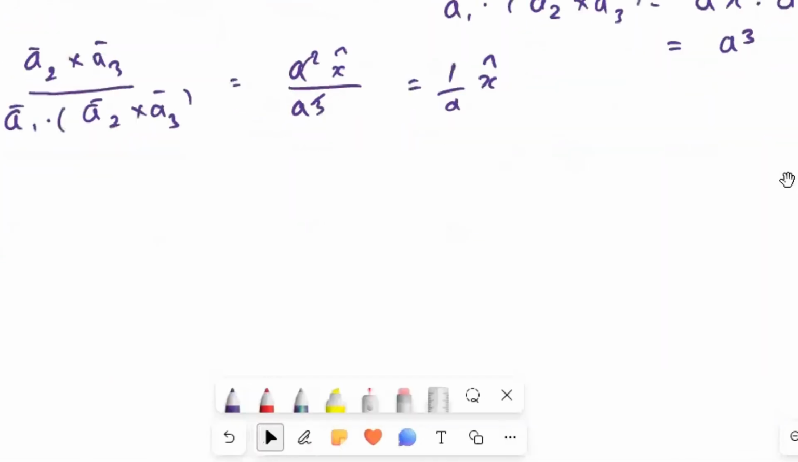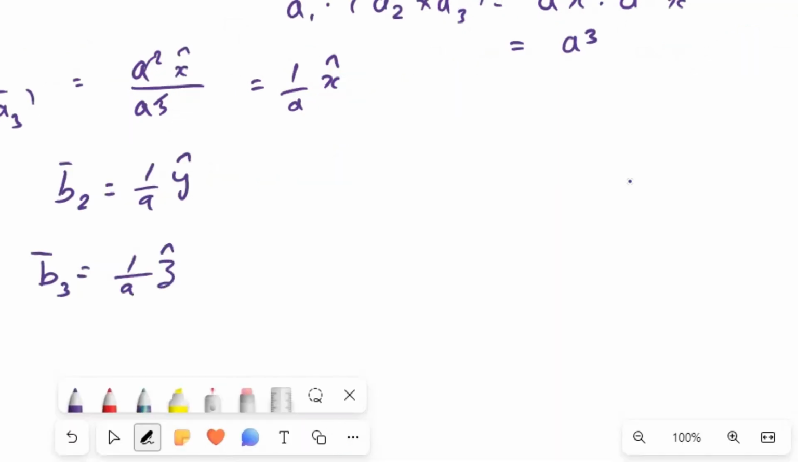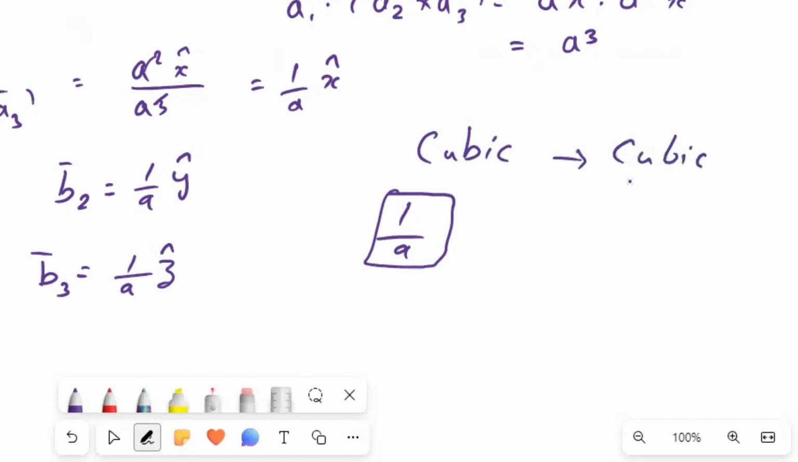Similarly, if we do it for the others, b2 will also be 1 upon a, along y cap, and b3 will be 1 upon a, along z cap. So basically, if the structure in real space is cubic, in the reciprocal space it will also be cubic, just scaled by 1 upon a. A cubic in real space will also be a cubic in reciprocal space.